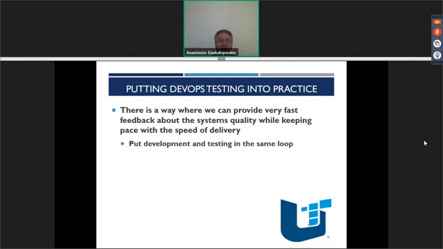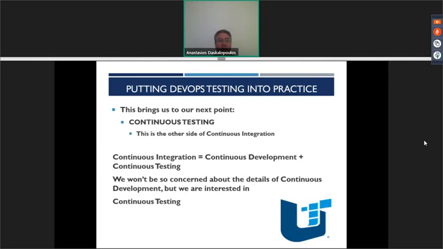But how do we do this? There is a way where we can provide very fast feedback about the system quality while keeping pace with the system of delivery. And that is putting development and testing in the same loop. Yes, call this test-driven development. You can take the business requirements and develop tests from those. And while development progresses, the development can create the features, which can then be tested, and then the features can pass the tests. So we're not behind, we're actually ahead of the system.